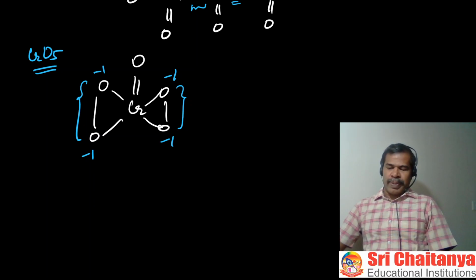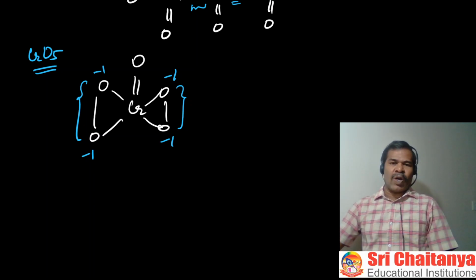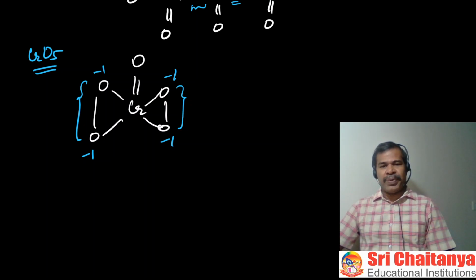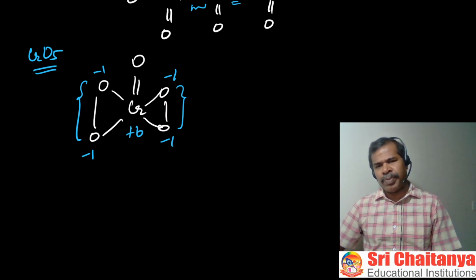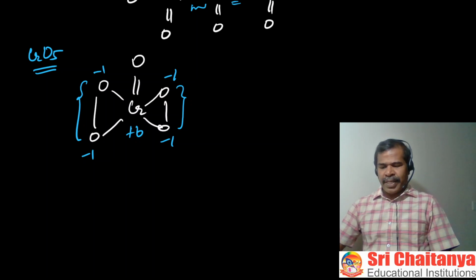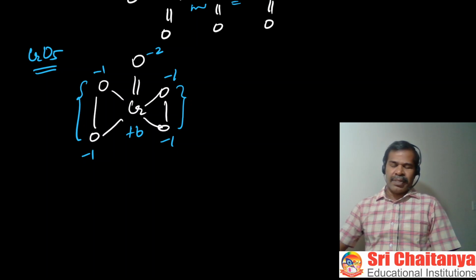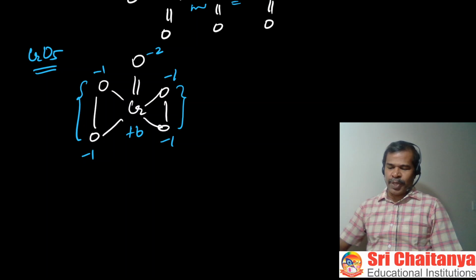And look at chromium. Chromium is connected to 6 oxygen atoms, I'm sorry, 5 oxygen atoms, but through 6 bonds. There are 6 bonds with more electronegative atoms. So the oxidation state on chromium is going to be +6. That is the most popular oxidation state of chromium anyway. But then the oxygens are famous. Oxygen is in -2 as well as -1 oxidation states in this compound. That means there are 2 kinds of oxygens in this compound.